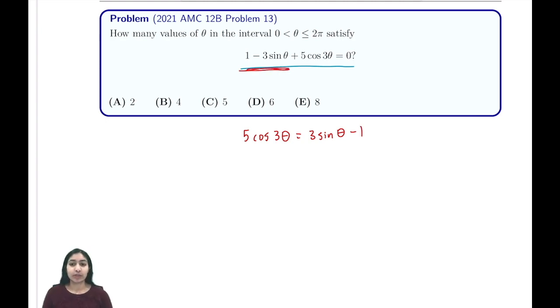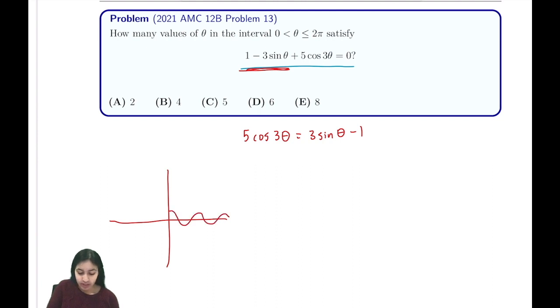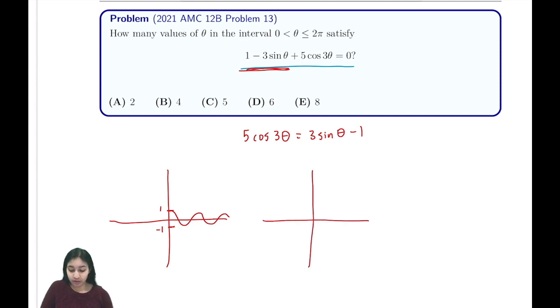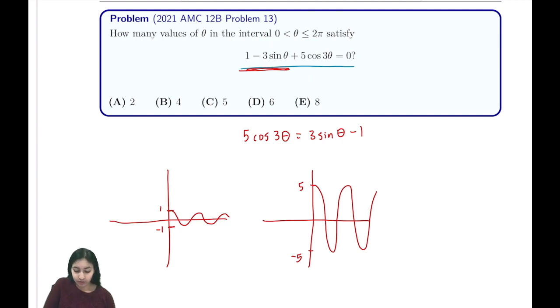And now what we want to do is graph our expressions. Most of you will know that the cosine graph looks something like this, where its peak is at 1 and its lowest point is at -1. So when you have 5 cosine theta, what happens is our peak becomes 5 and our lowest point becomes -5. So it looks something like this.